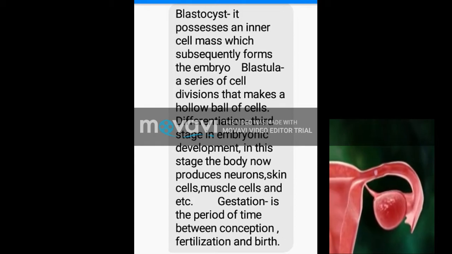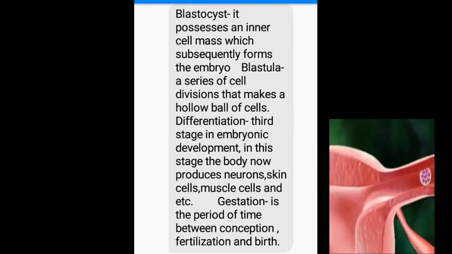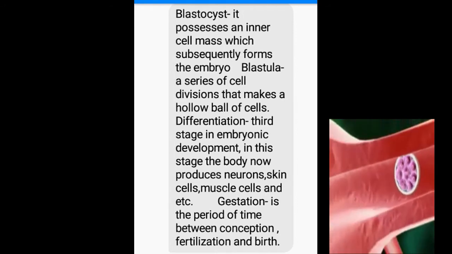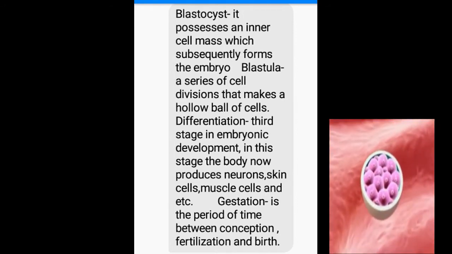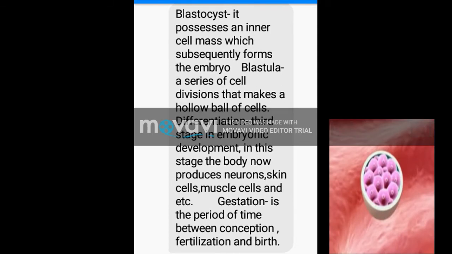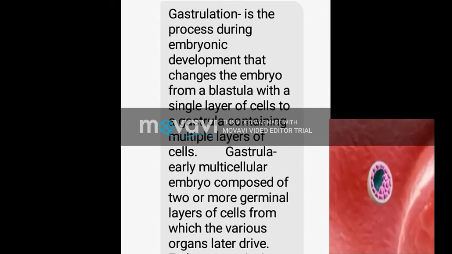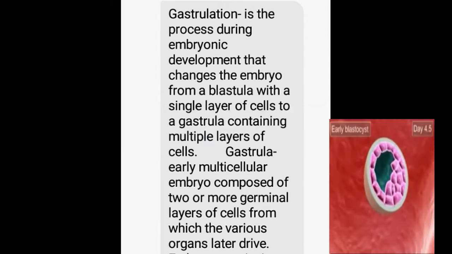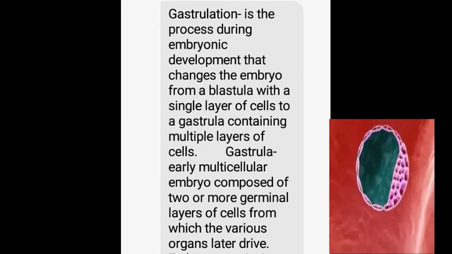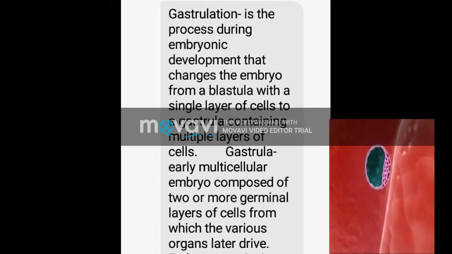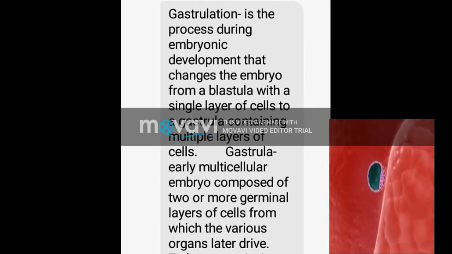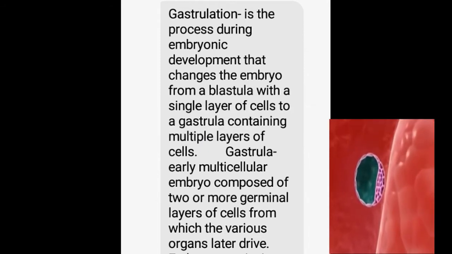Differentiation. Third stage in embryonic development. In this stage, the body now produces neurons, skin cells, muscle cells, and so on. Gestation is the period of time between conception, fertilization, and birth. Gastrulation is the process during embryonic development that changes the embryo from a blastula with a single layer of cells to a gastrula containing multiple layers of cells. Gastrula, early multicellular embryo composed of 2 or more germinal layers of cells from which the various organs later derive.